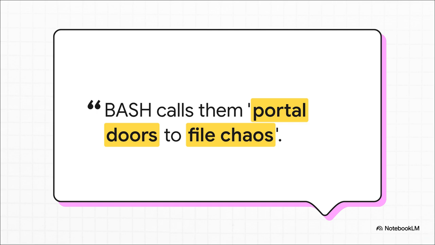And this quote, this gets to the heart of both their power and their danger. Symbolic links are incredible for organizing things. You can make one file look like it's in a dozen different places at once without actually copying it. But they also add a layer of complexity. If you're not careful, you can end up with a tangled web of links, some of them broken, leading to what our friend Bash here calls file chaos.